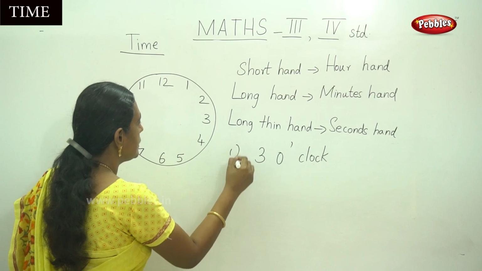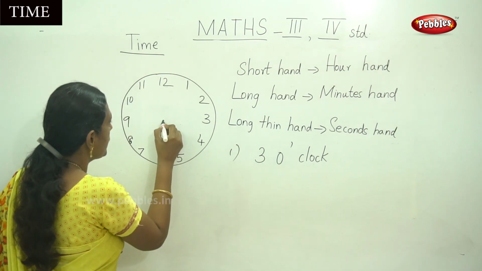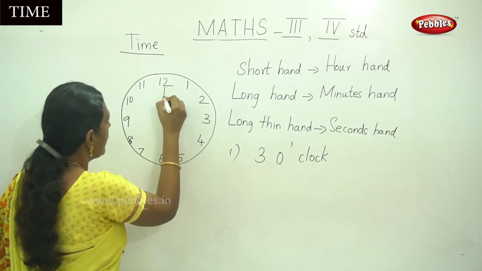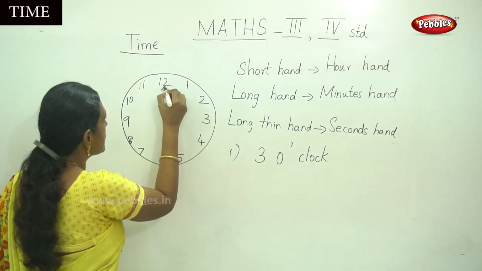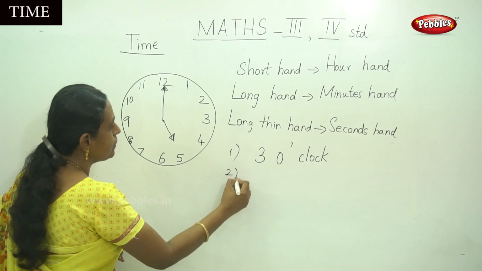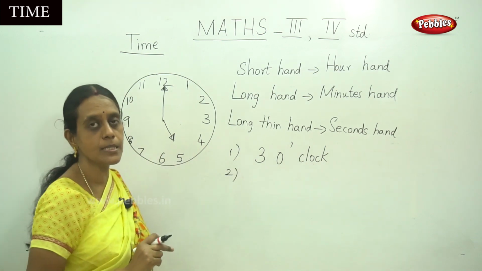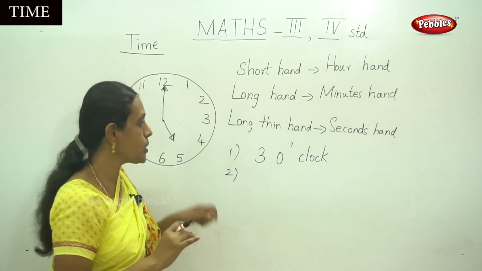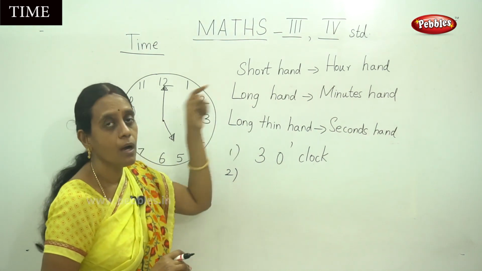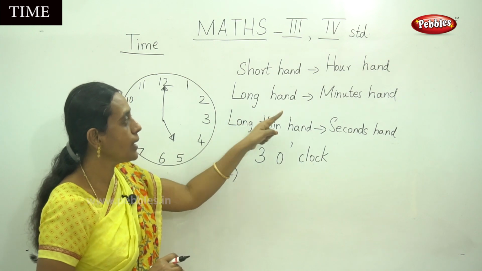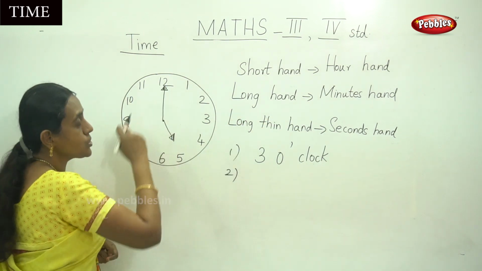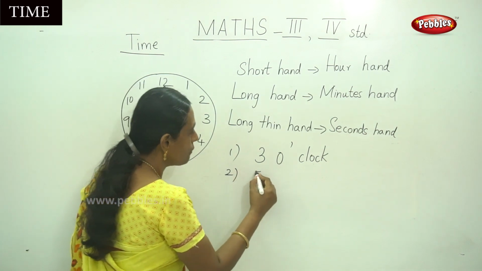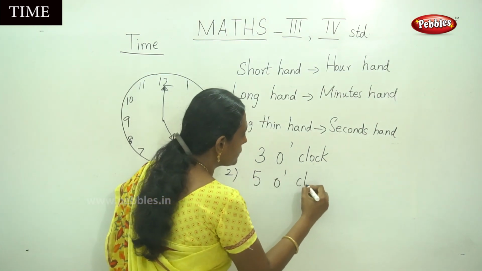Here I am going to draw the short hand towards the 5 and the long hand towards the 12. Now the time is 5 o'clock. It shows the hour 5 because the short hand, the hour hand, shows 5, and the long hand, the minutes hand, is exactly on 12. So the time is now 5 o'clock.